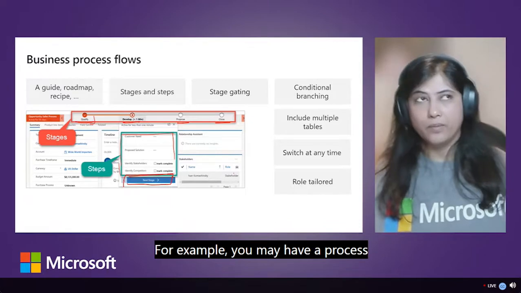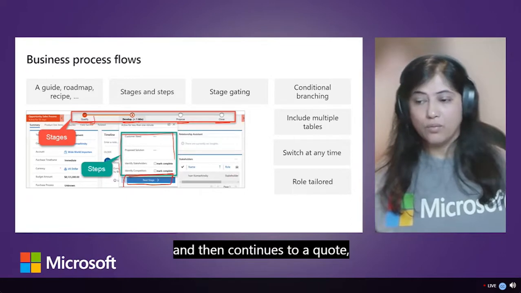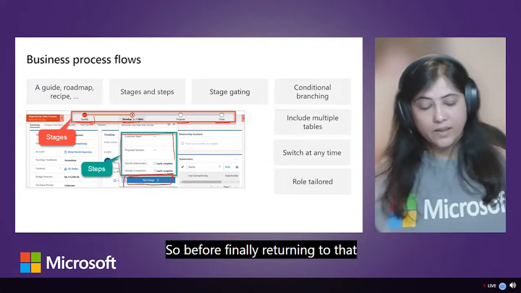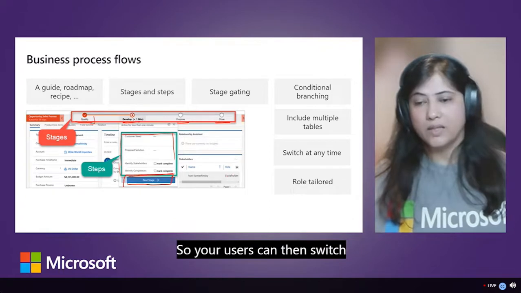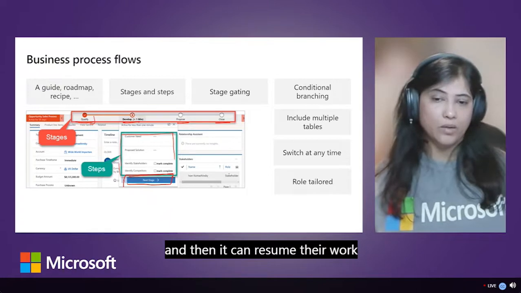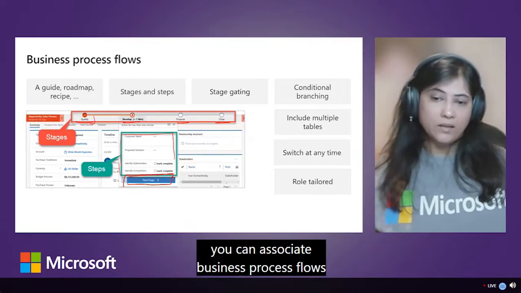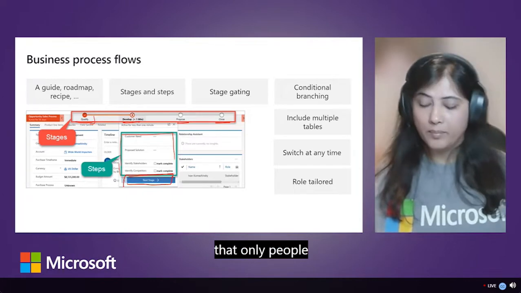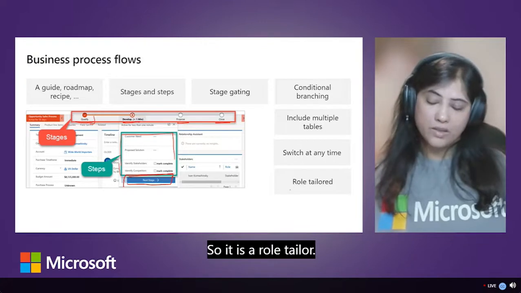For example, you may have a process that begins with an opportunity and then continues to a quote, an order, and then an invoice, before finally returning to the close of the opportunity. Your users can then switch between multiple business processes running concurrently, and then resume their work at the stage in the process that they were on. And you can associate business process flows with security roles so that only people with those security roles can see and use them. So it is role tailored.